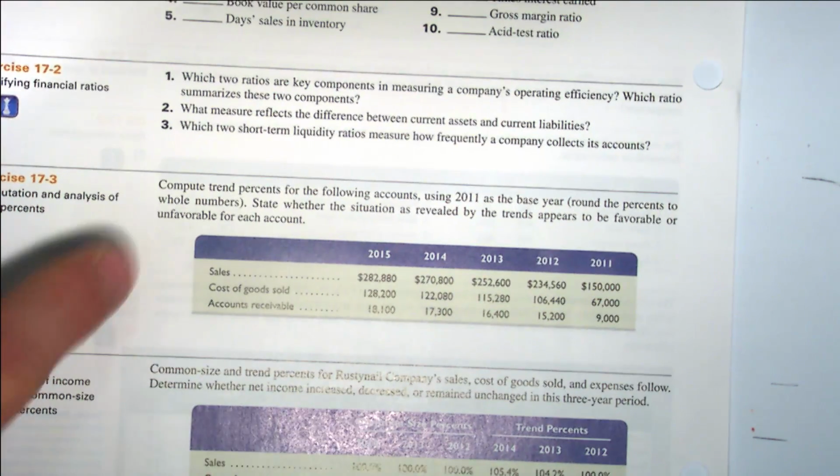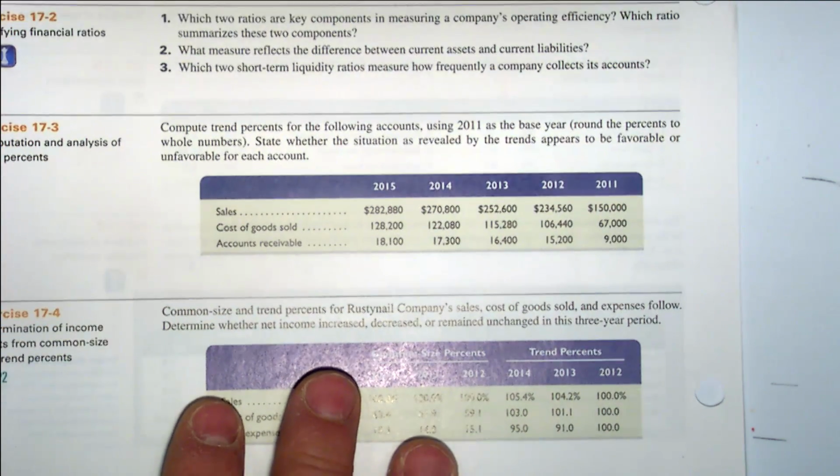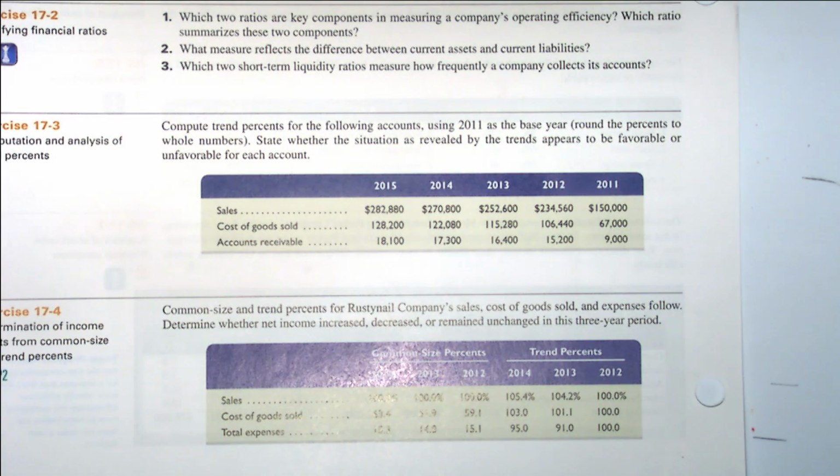All right, let's go through the exercises. Exercise 17-3, which is right here. Compute trend percents for the following accounts using 2011 as the base year. Round the percents to whole numbers. State whether the situation as revealed by the trend appears to be favorable or unfavorable for each account. Okay, well, let's go ahead and do that. So we have our raw data here, right?